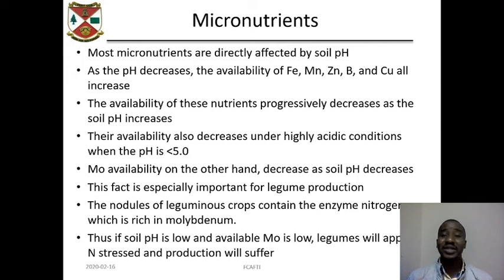That is why it is important to take your soil samples to an accredited soils lab and test your soils. Don't assume that it will be nitrogen deficiency.